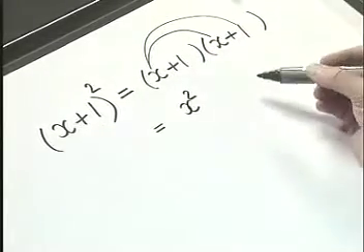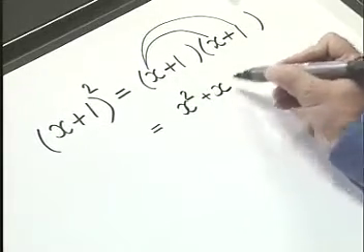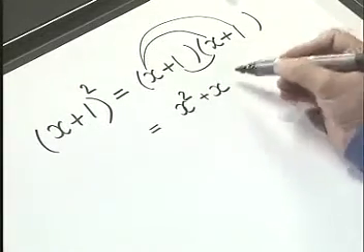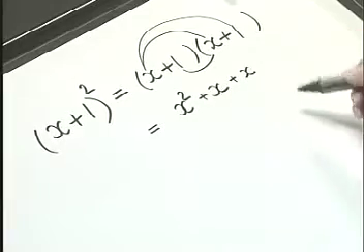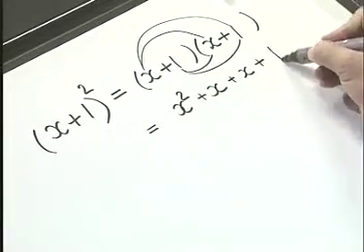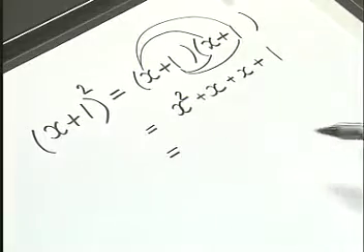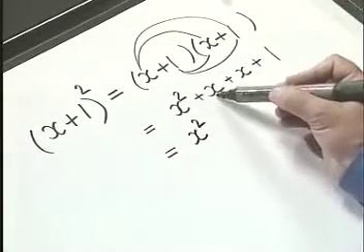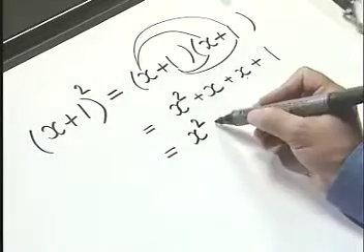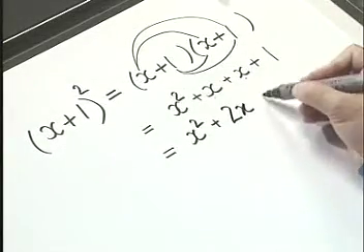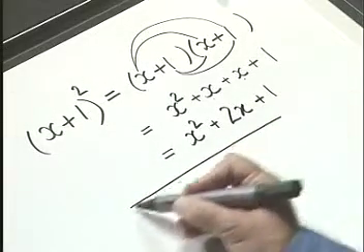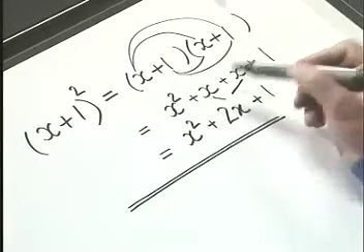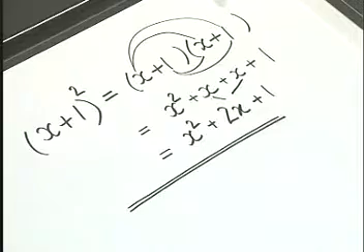x multiplied by 1, which is just x. 1 multiplied by x, which is another x. And 1 multiplied by 1, which is just 1. So to tidy all that up, x plus 1 squared is equal to x squared, plus an x plus another x, which is 2x, plus the 1 at the end. Note in particular that we have 2x here, and that came from this x here and another x there. I'll come back to that point later on, and we'll see why that's important.